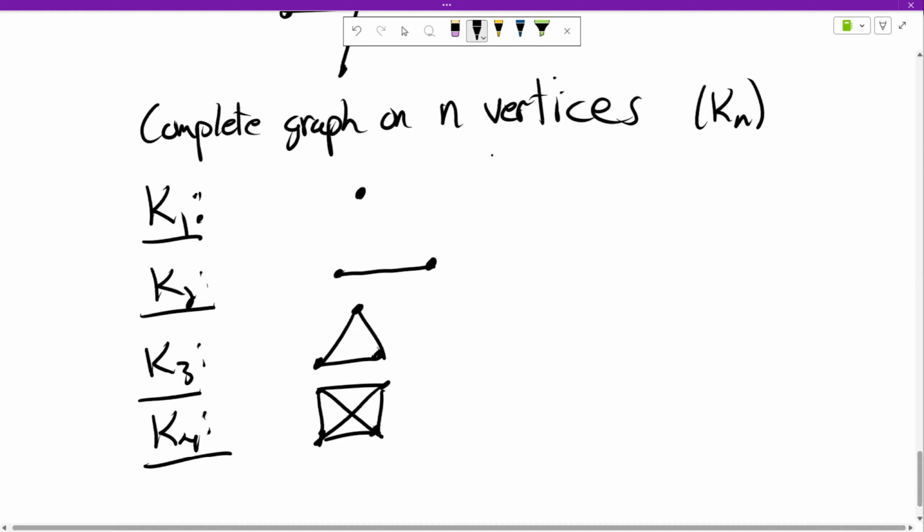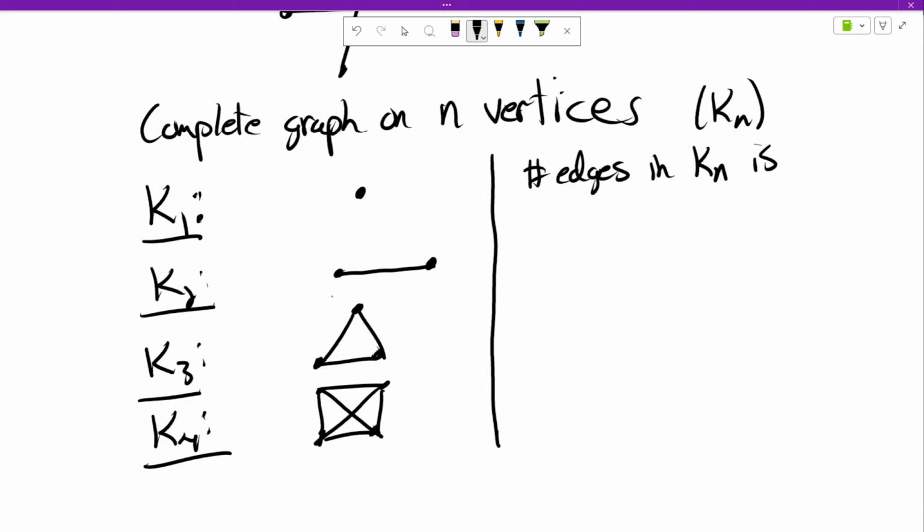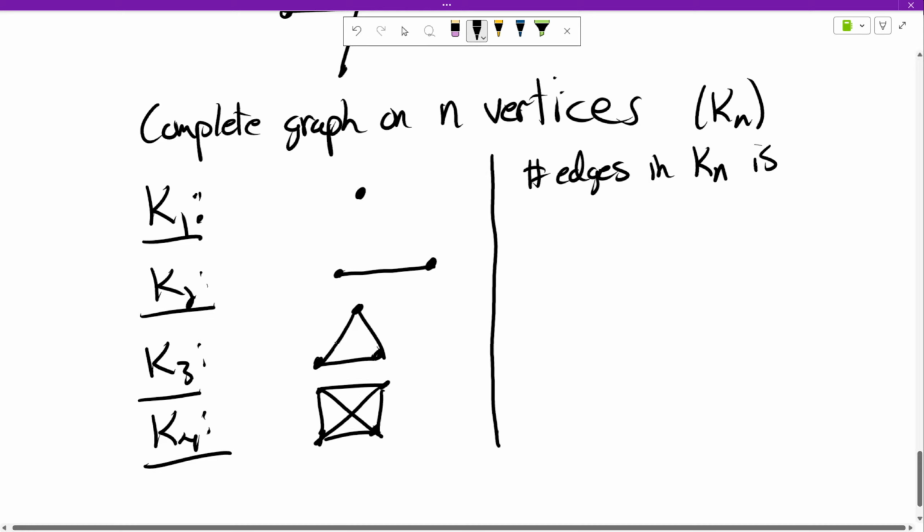And if you think about it for a moment, the number of edges in Kn is what? Well, how many edges do we need to draw? Well, of the n vertices, to specify an edge, we need to pick 2 of them. So what should it be? Well, of the n vertices, choose 2 of them to connect together with an edge. So that's n times n minus 1 over 2.